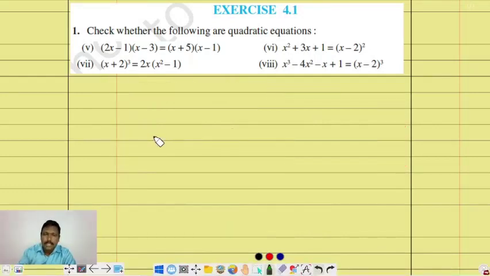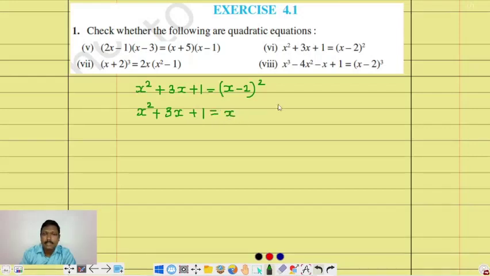Now, let us do question number 6. What is the sixth question? x squared plus 3x plus 1 is equal to (x minus 2) the whole squared. See here, the left side is in the quadratic form, so no need to change here. Only the right side we have to do. So x squared plus 3x plus 1 is equal to x square.